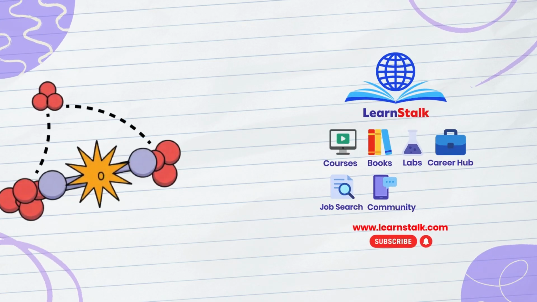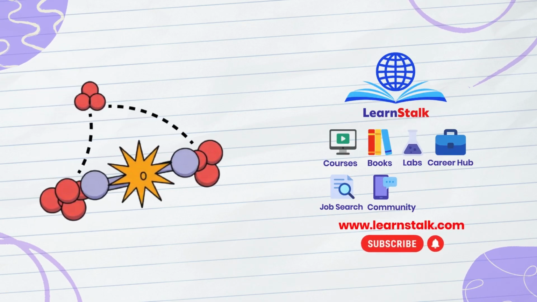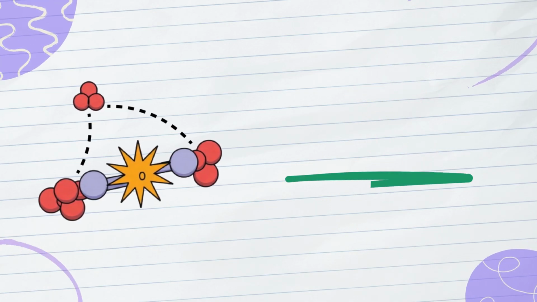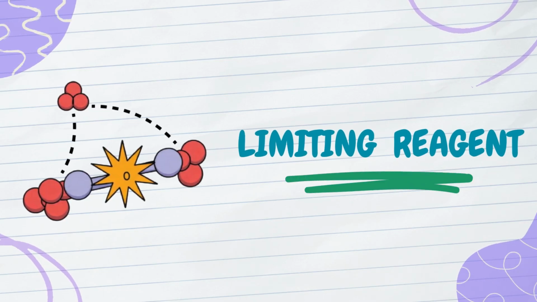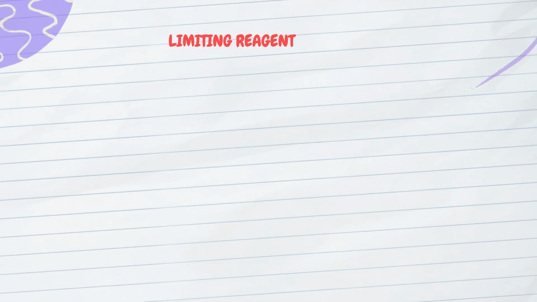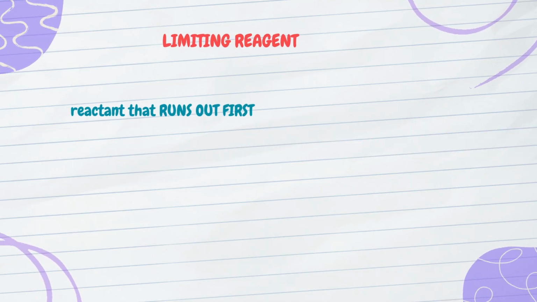Imagine baking cookies, but halfway through, you run out of flour. No more cookies. That's exactly what happens in chemistry. When a limiting reagent runs out, it stops everything. Let's break it down. A limiting reagent is a reactant that runs out first.